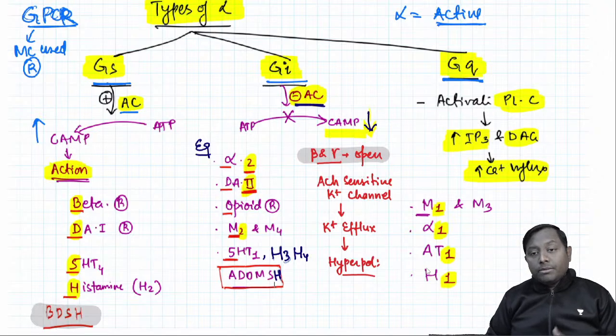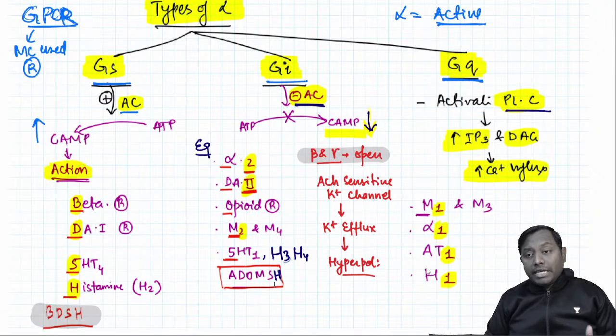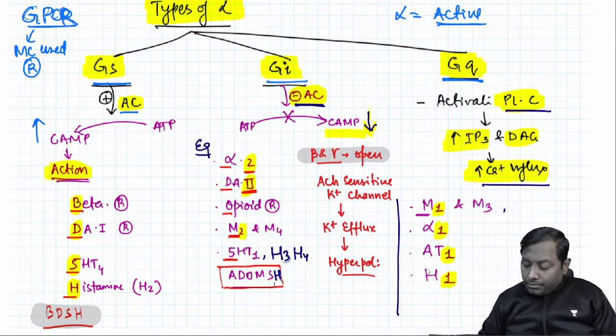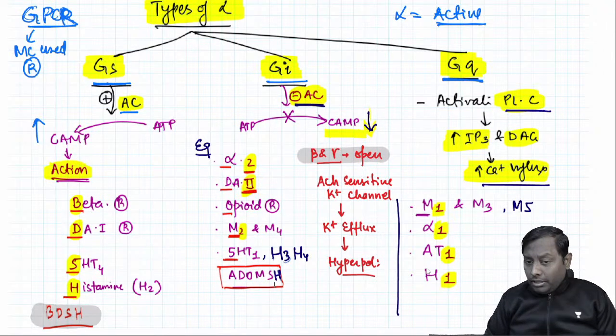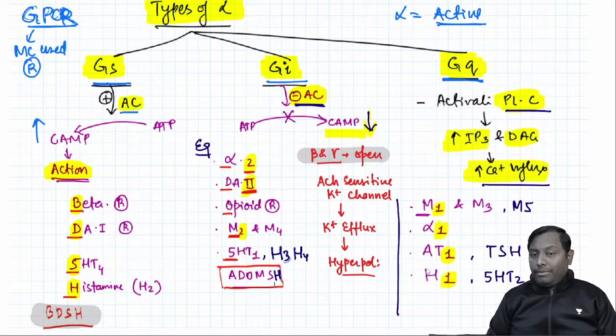Then how is the GQ question asked? Which of the following is going to act via activating phospholipase C, or they can also ask a question like the one that is acting by increasing IP3 or DAG. So by increasing the IP3 and DAG pathway, they will be causing calcium influx. Examples of receptors acting through GQ will be M1, M3, M5, alpha 1, AT1, TSH, H1, and also 5-HT2. Serotonin's number 2 will be acting via GQ. Serotonin's number 1 works where? 5-HT1 is GI, the autoreceptor.